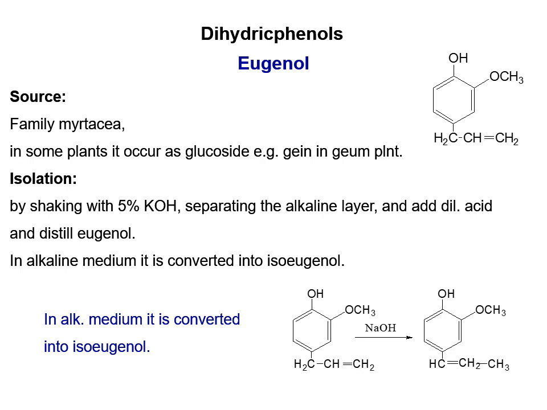In alkaline medium, eugenol is converted into isoeugenol by a shift of the double bond from carbon 2 and 3 into carbon 1 and 2 of the propenyl substituent.